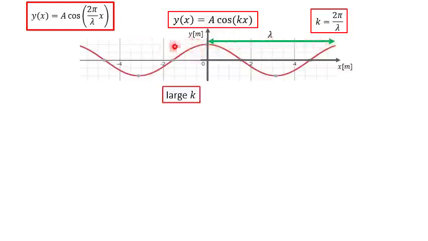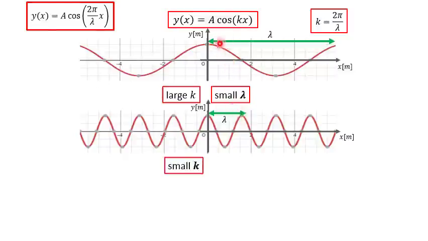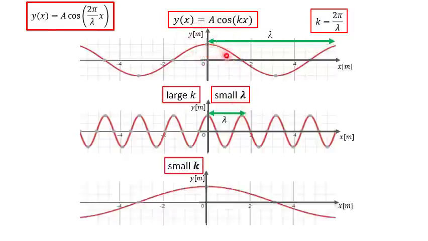So if I was to make k larger, what happens to this cos graph? If I make k large, I squish it up. And also if I make k large, what happens to lambda? Lambda must get smaller. As I make this denominator smaller, this gets larger. So there's my smaller wavelength. Similarly, if I make k smaller than what it is in this scenario, then I stretch out my cos graph. And if I have a smaller k, that means I have a larger lambda.